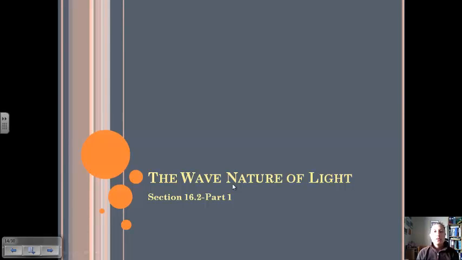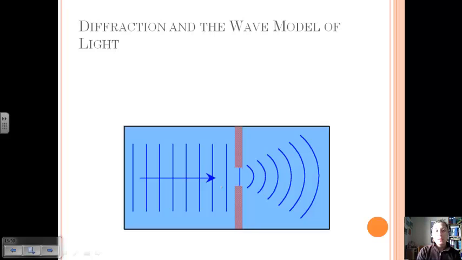Hello. We are going to continue our discussion of light, and now that we've talked about the basic principles of light, we're going to move into some applications of light, mainly through color. We're going to split this section into two parts. We're going to look at section 2, the first part, which is about the wave model of light.